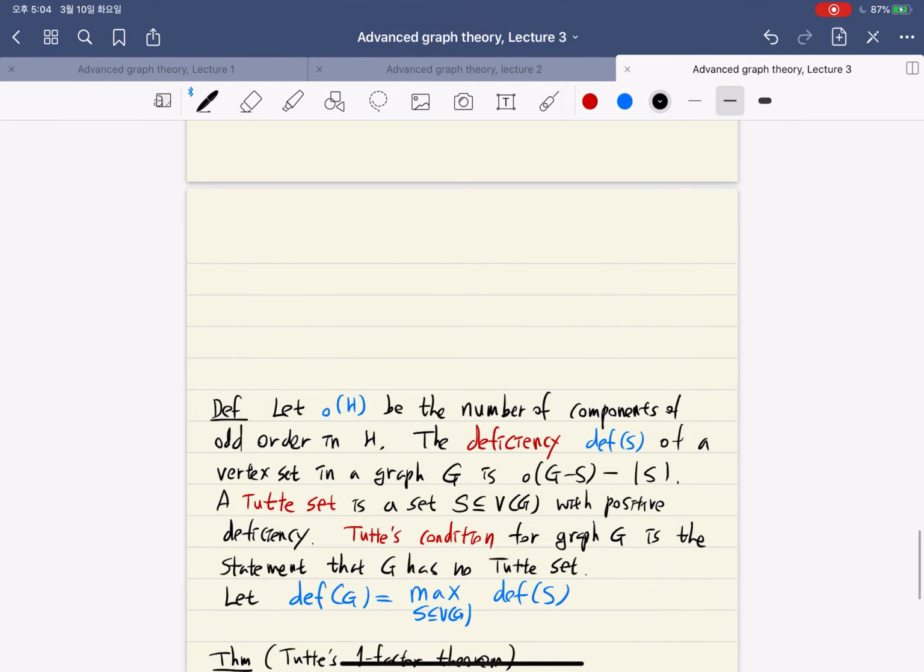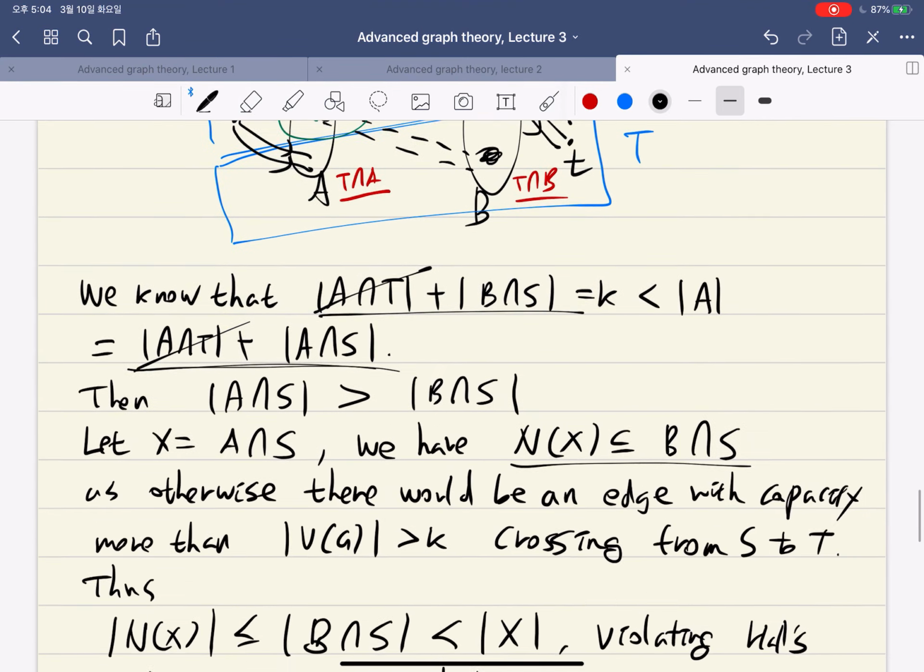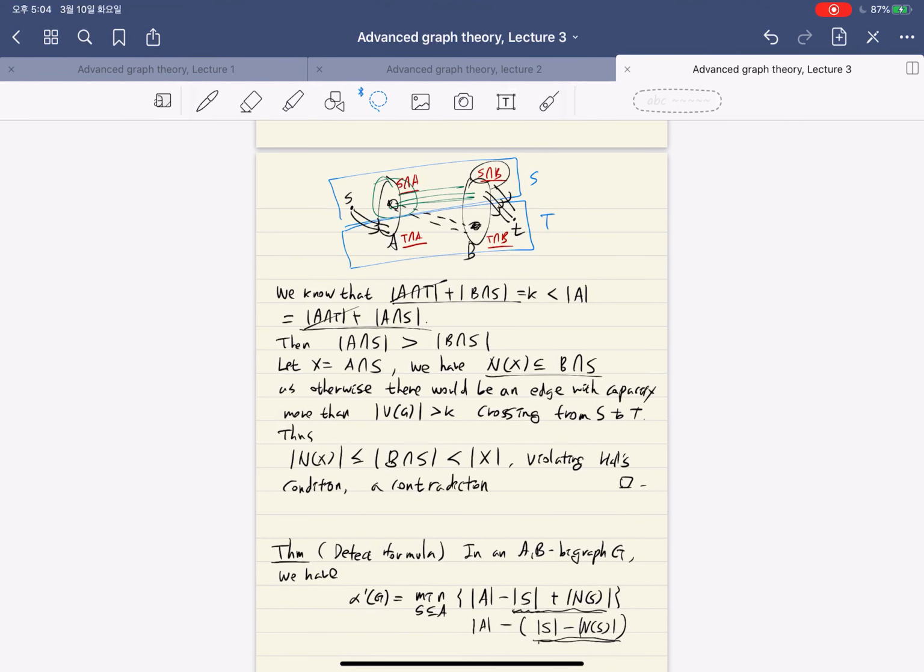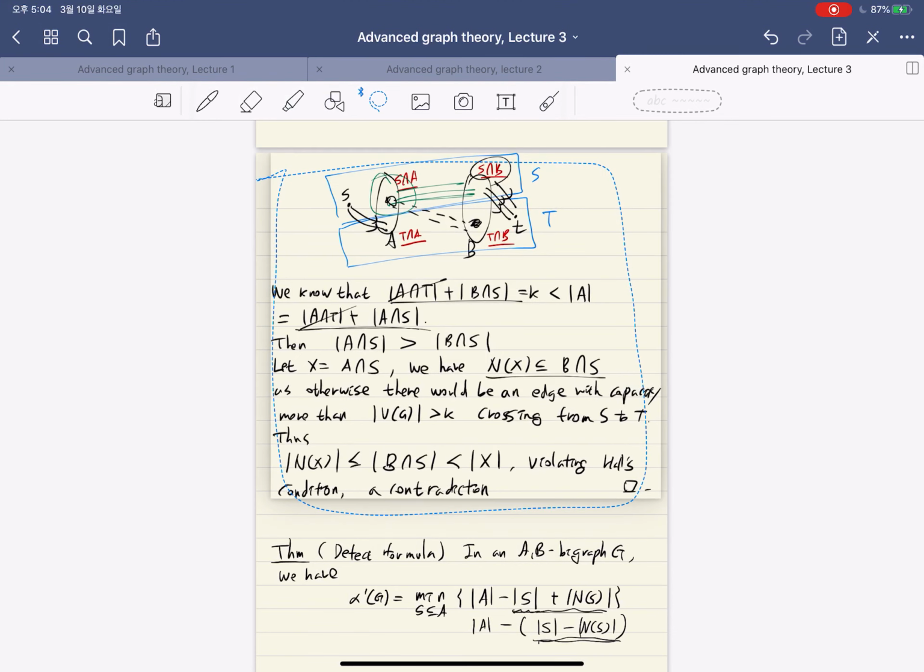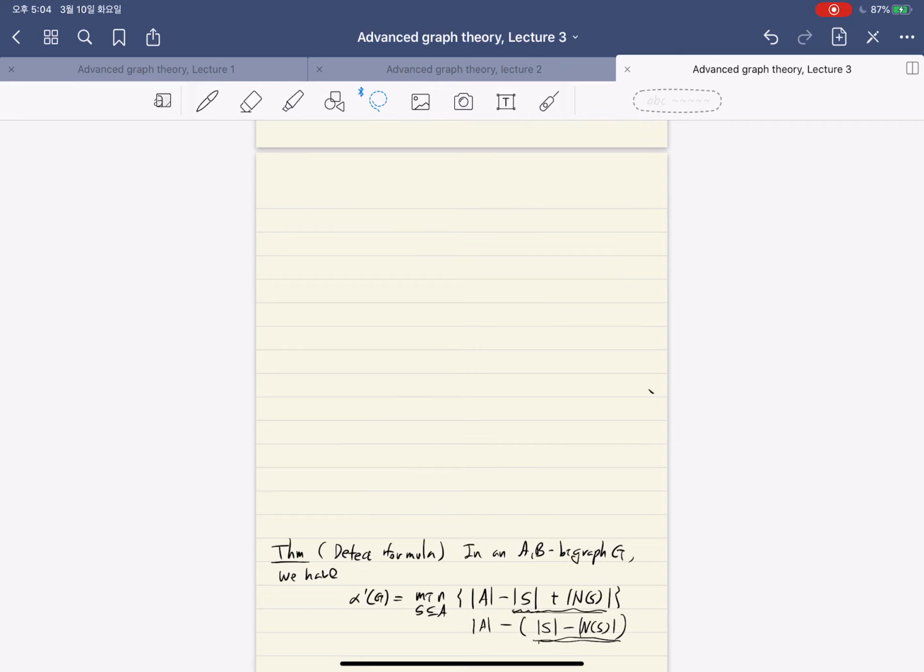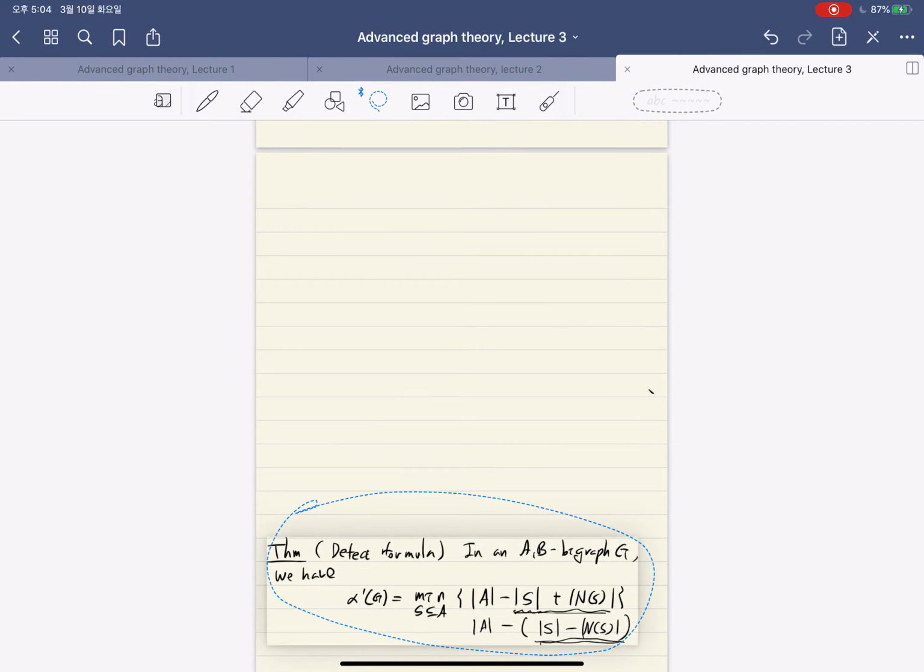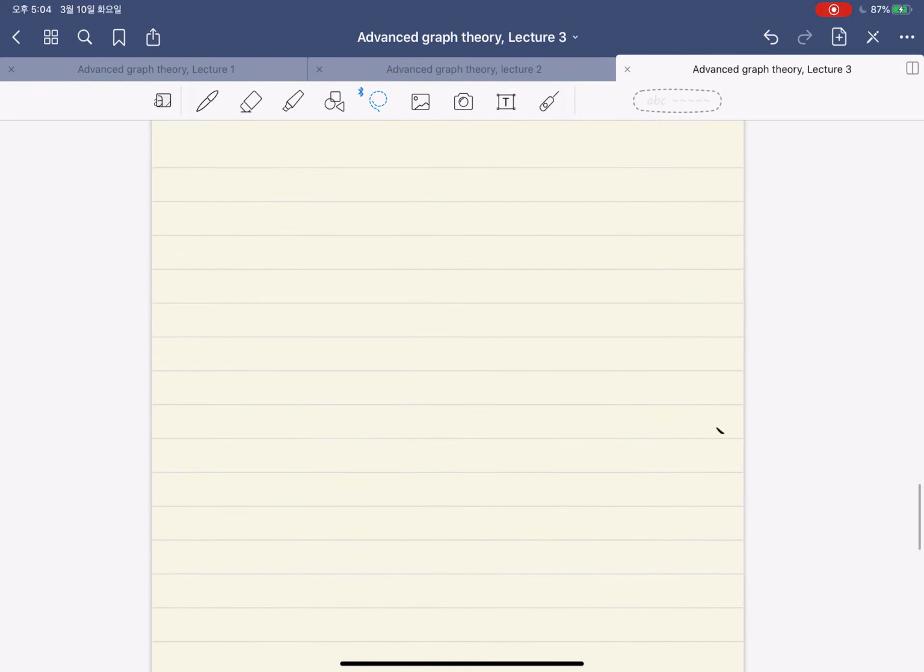Let's move this to later. Let me do this. So we just proved the whole theorem and the defect formula.